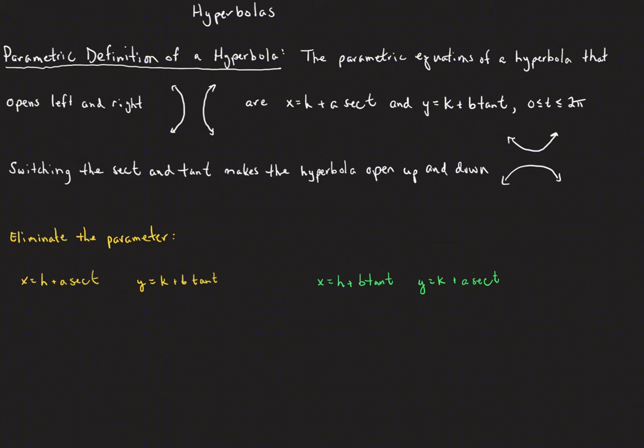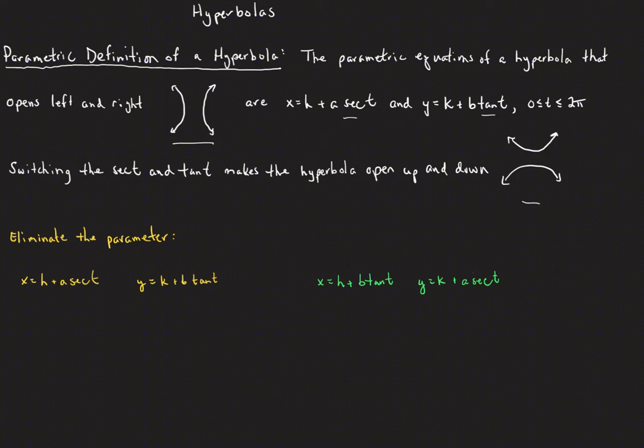The parametric equations of a hyperbola that opens right and left are x equals h plus a secant t, and y equals k plus b times the tangent of t. t goes from 0 to 2 pi. So we're switching the secant and tangent in our curves here. If we switched where the secant and tangent are, then it would change from being a hyperbola that opens right and left to one that opens up and down. And we'll take a look at that over here.